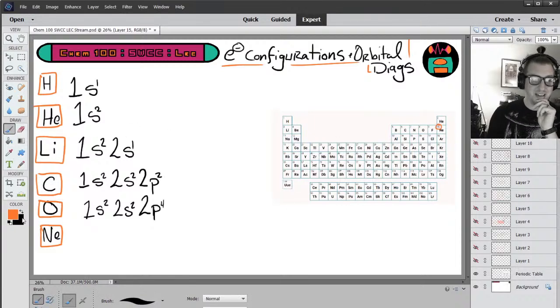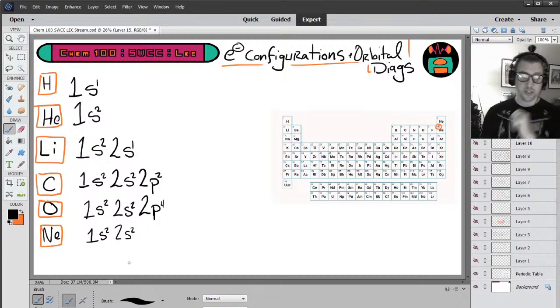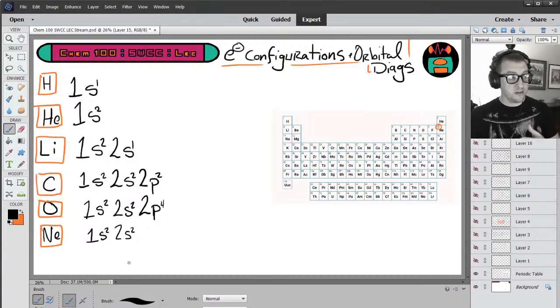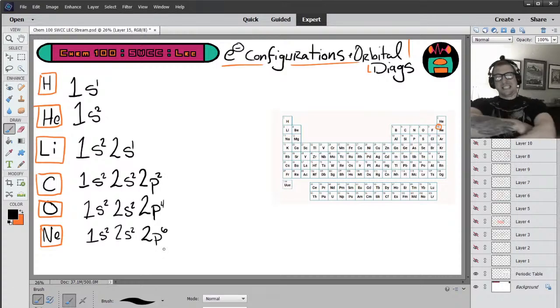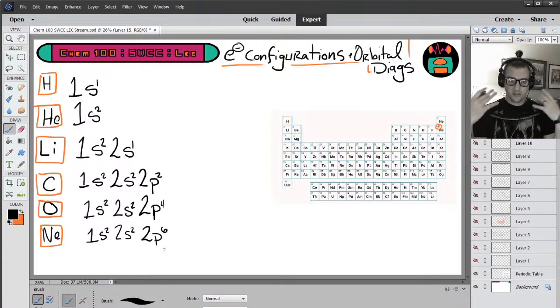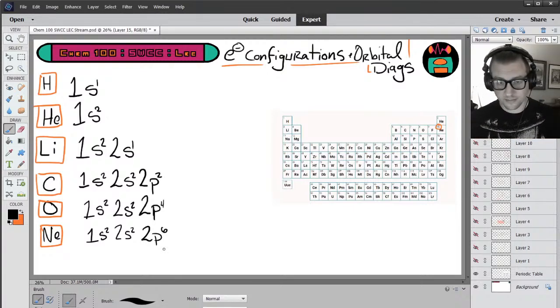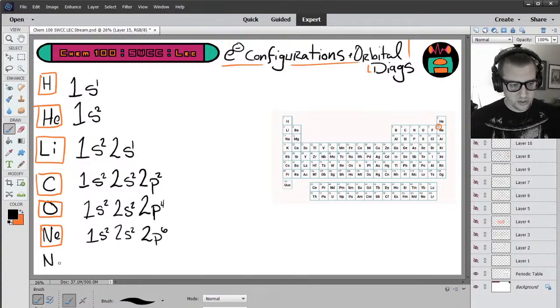Neon has 10 electrons. Our first 2 will be housed in our 1s subshell. The next 2 will be housed in our 2s subshell. So we've housed 4 out of our 10. We have 6 left, and guess what? 6 will fit in the 2p subshell. All right, now, next example, we're going to do sodium.